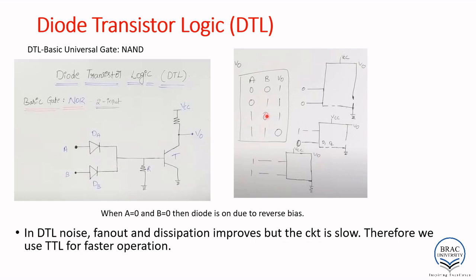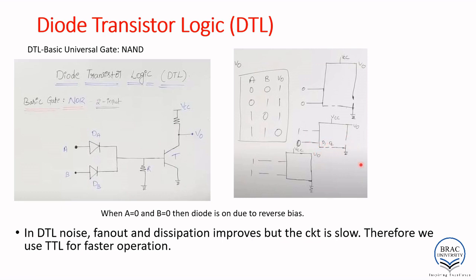For 0 1 or 1 0, say for 1 0, this is 1 and this is 0. This is 1, which means this diode will be off, that means open circuit. This is 0, which means this will be on, this is shorted. So this 0 comes here, and again the transistor will be off and open circuited. So we will be getting V0 equals high.